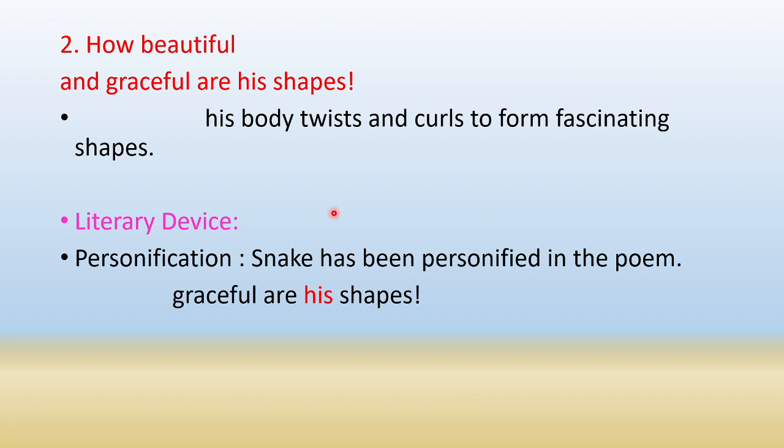Now the next expression is how beautiful and graceful are his shapes. This refers to his body that twists and curls to form fascinating shapes. So the body of the snake twists and curls to form fascinating shapes. The literary device in this case again is personification, like it is his shapes. So his is referring to the snake. So the snake has been personified in the poem. You can write the example like this and underline his. Therefore, this is the literary device of personification.